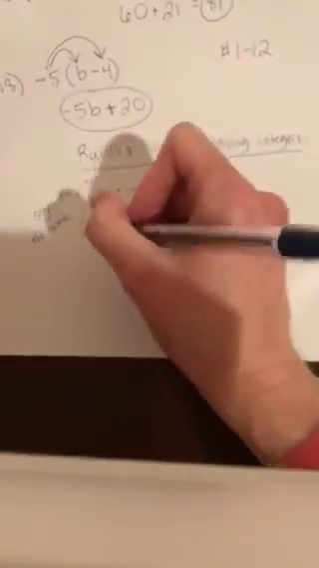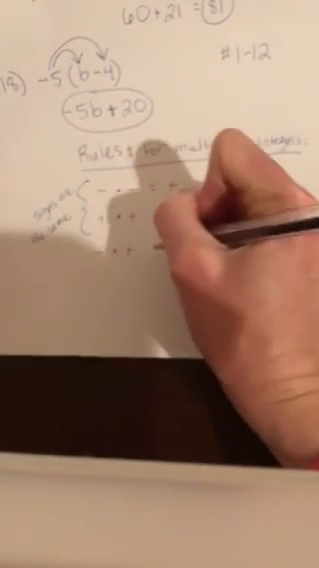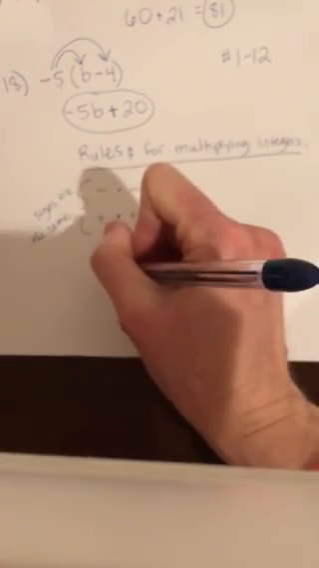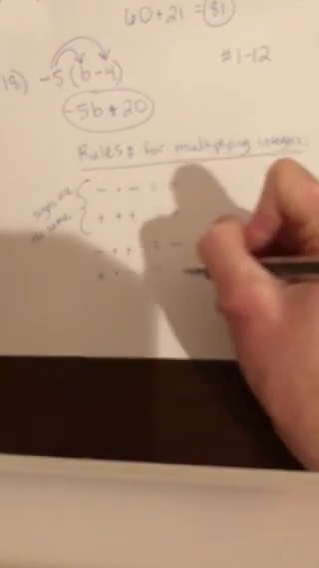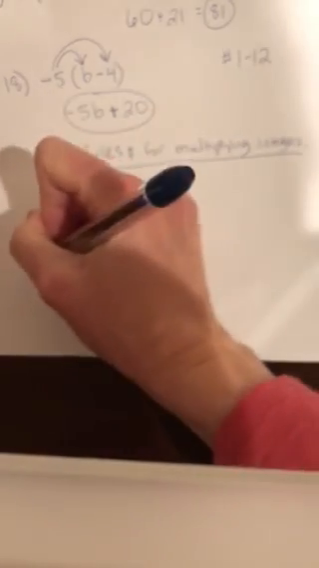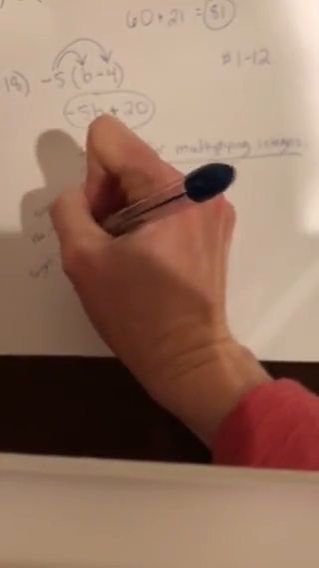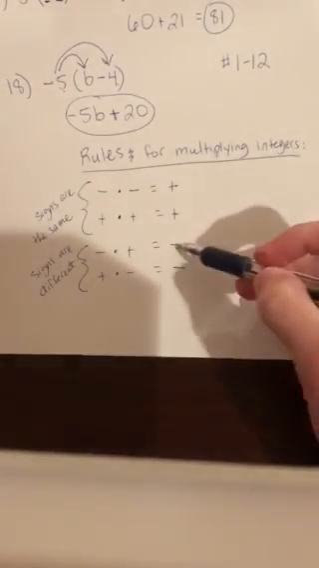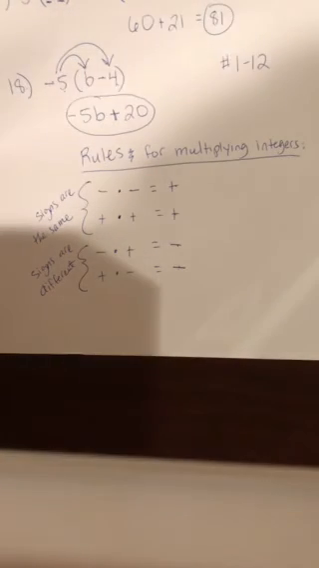If you have a negative times a positive, your answer is going to be negative. Or same thing with positive times a negative, your answer is going to be negative. So here are the signs. The signs are different. Okay, and then when the signs are different, the answer is always negative.